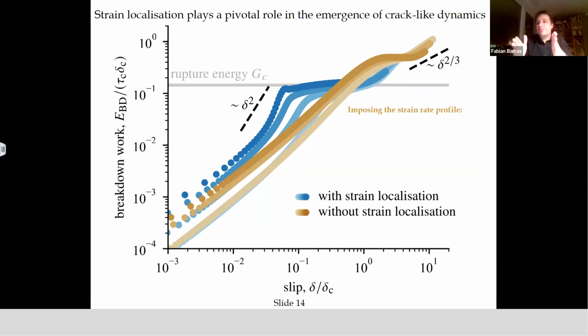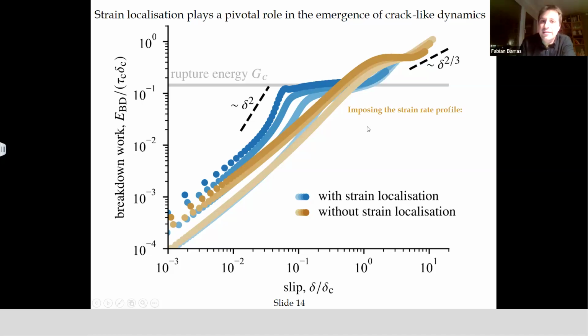We can just impose a fixed profile and say that the gouge is allowed to pressurize and heat, but the strain profile is not allowed to change. And that's what we did. And if you do so, you completely kill this plateau. So you have this other dynamics that is shown here by the brown curves.